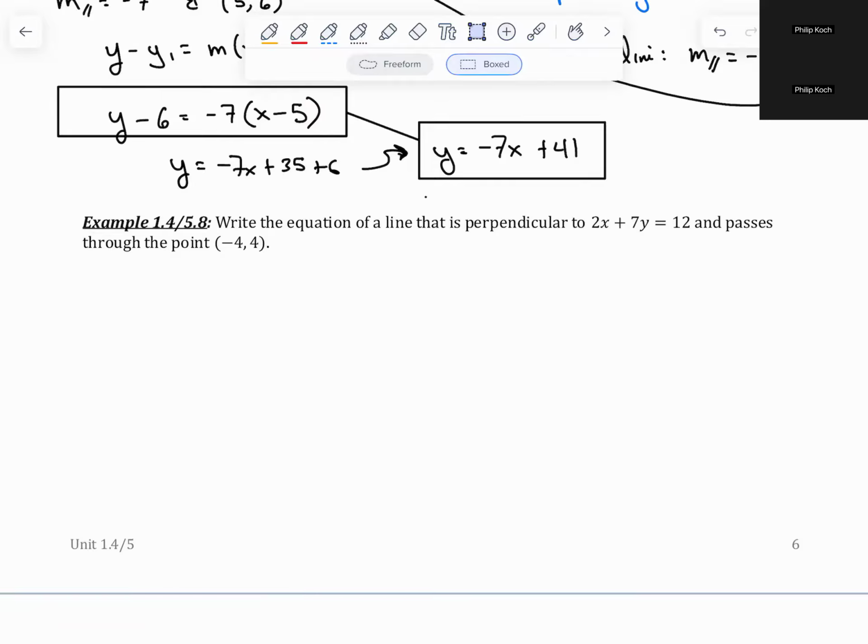I did it the other way, the y equals mx plus b. I got b being negative 41.